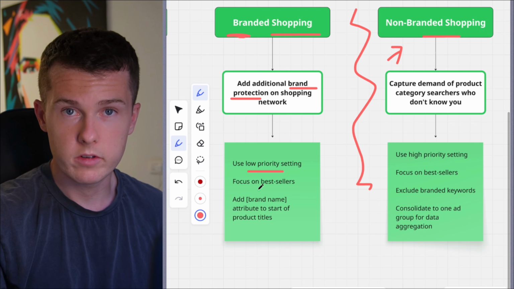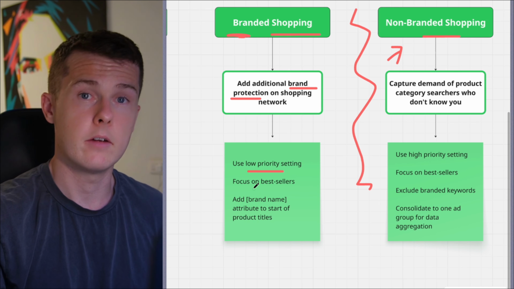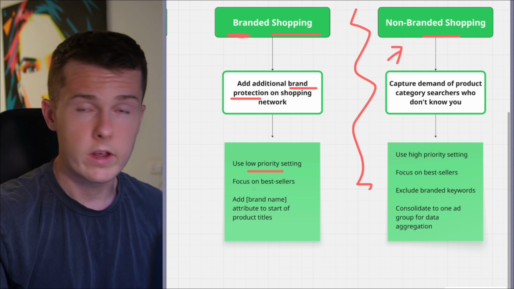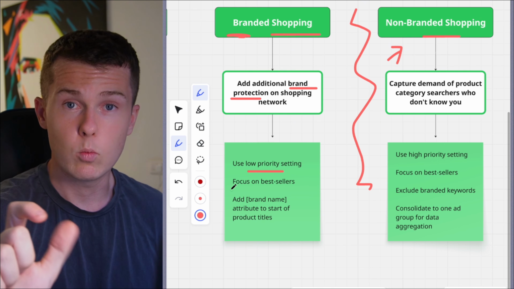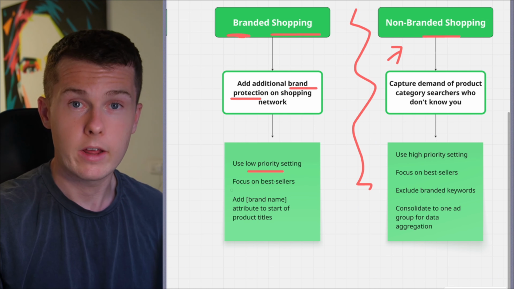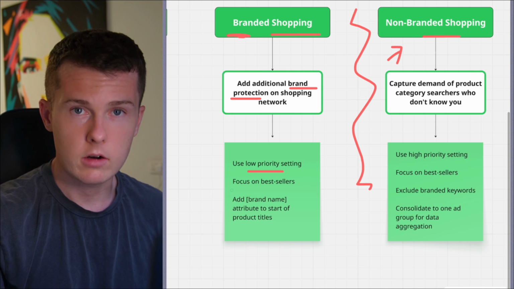We generally focus on our best sellers here because, again, these are the products that people who are familiar with our brand, who've maybe seen us on Facebook or Instagram, are going to be looking for. We will focus on those best sellers, and then quite often what we'll do is we will front load those products with our brand name when it comes to our shopping campaigns. So what do I mean by that? I mean in our product titles.